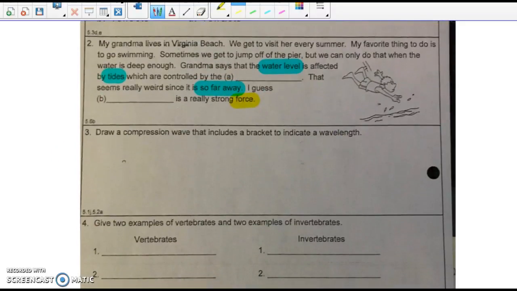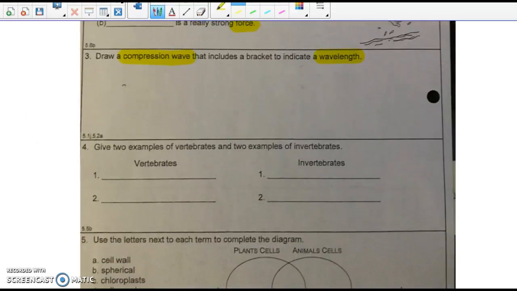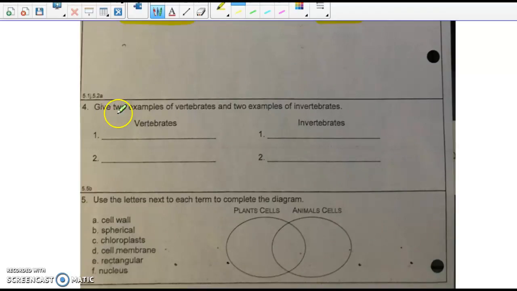Number 3, draw a compression wave that includes a bracket to indicate wavelength. So picture the wavelengths that we practiced drawing before. Make a compression wave with the parts pressed together, and then draw a bracket to show one wavelength. You can pause this if you need to.